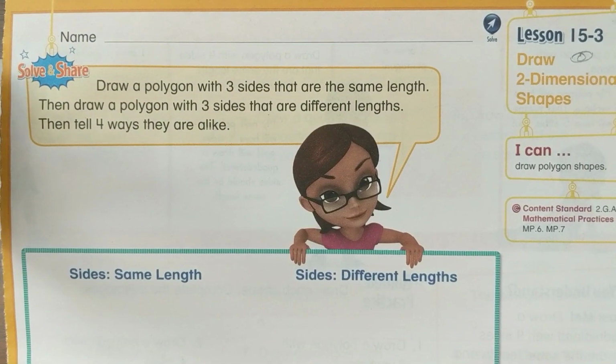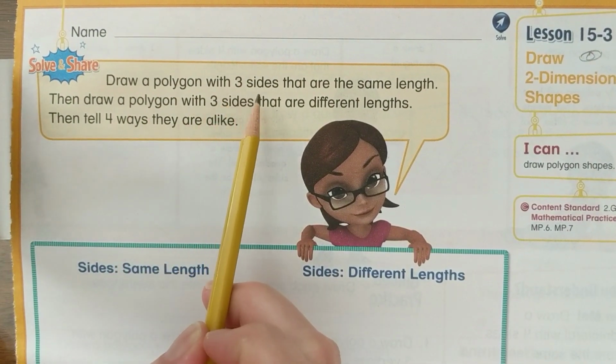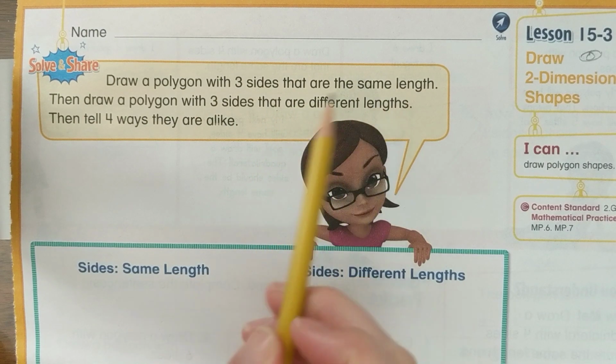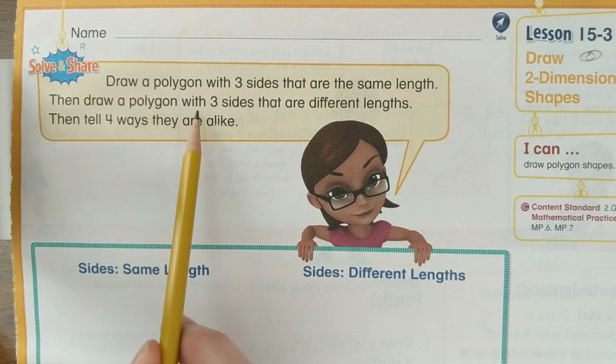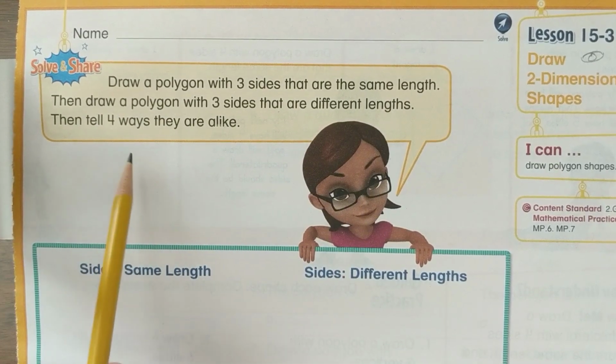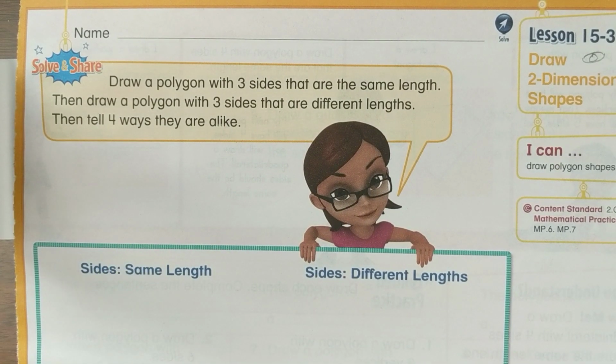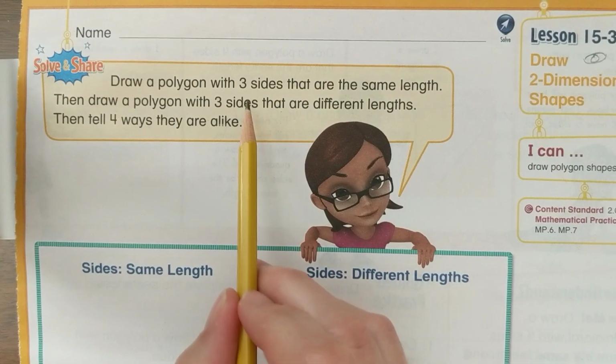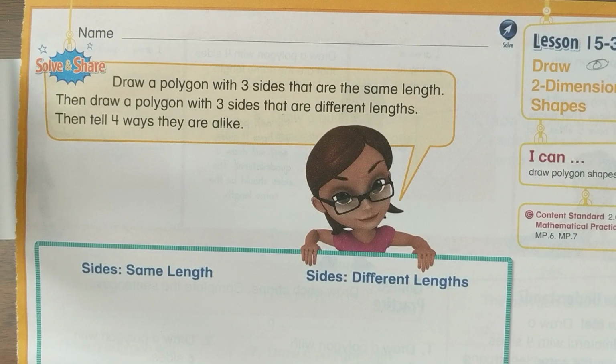Let's begin. Draw a polygon with 3 sides that are the same length. Then draw a polygon with 3 sides that are different lengths. Then tell 4 ways they are alike. So let's do the first step. 3 sides that are the same length.